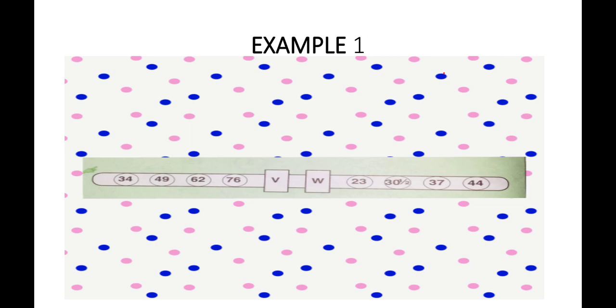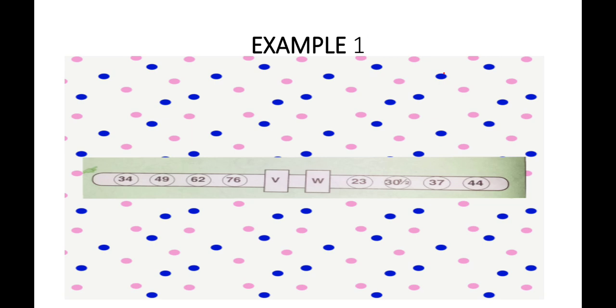To get 23 is 34 divided by 2 plus 6. To get 30 and a half is 49 divided by 2 plus 6. So there is an imaginary 6. We'll be adding 6 after every division. To get 37, it is 62 divided by 2 plus 6. The same way, to get 44, you simply do 76 divided by 2 plus 6.